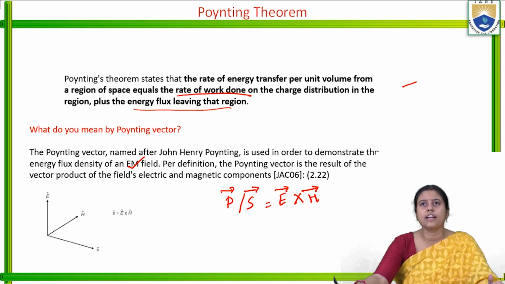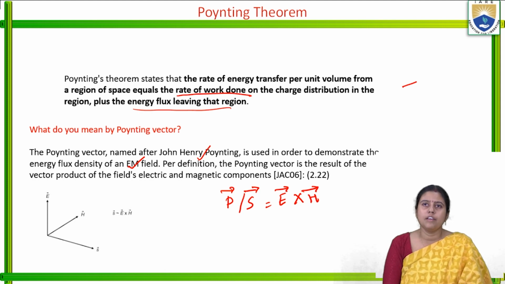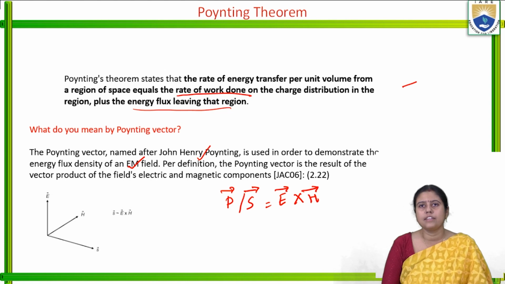So the Poynting theorem states that the rate of energy transfer per unit volume from a region of space equals the rate of work done on the charge distribution in the region plus the energy flux leaving the region. And Poynting first introduced a new vector, known as the Poynting vector. It is named after John Henry Poynting and is used to demonstrate the energy flux density of the EM field. What is the meaning of energy flux density? It is the energy flux per unit volume. We will calculate the energy flux in a unit volume, and as this is an electromagnetic wave, it depends on the electric wave plus the magnetic wave.